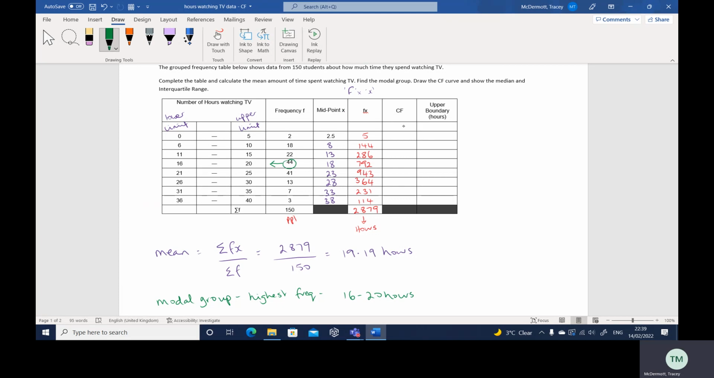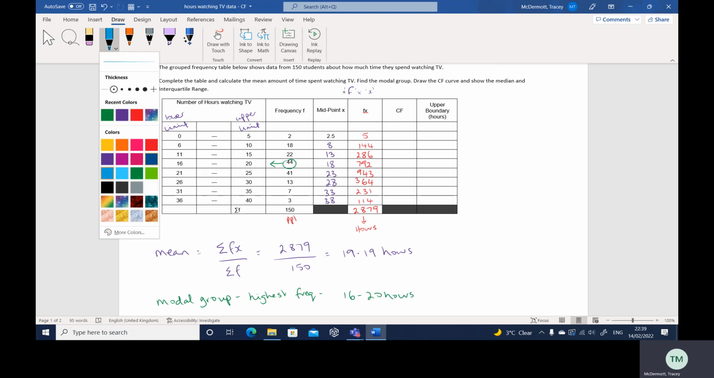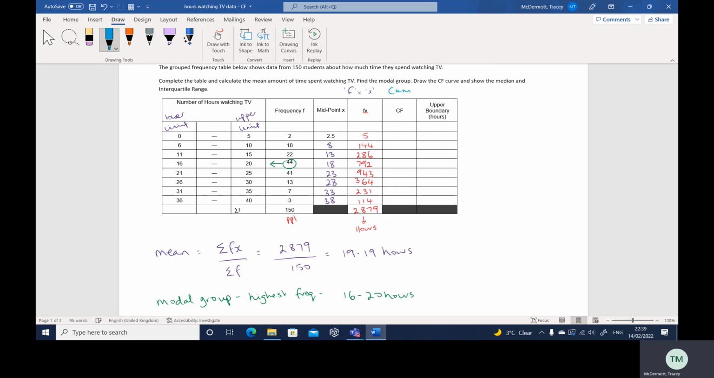So to get the median, we're looking at the next two columns then. CF means cumulative frequency. If you accumulate stuff, then you're gathering it. So cumulative frequency is a gathering of your frequencies. So I'm going back to this frequency column here now to calculate my cumulative frequency. We've got these 150 people to sort out.